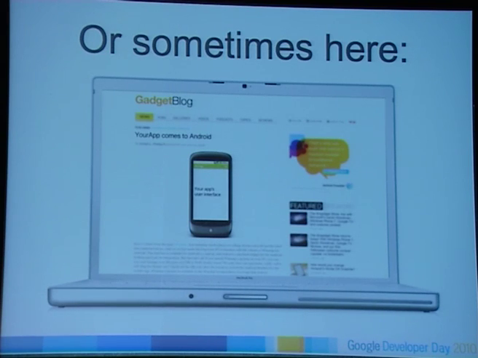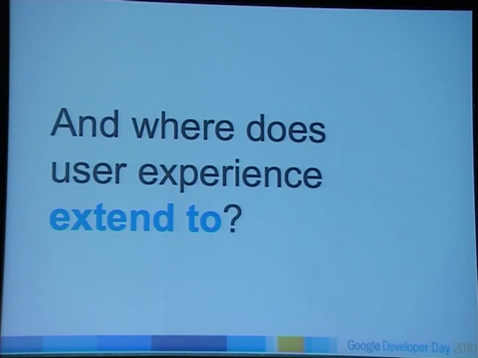It can start in a blog, where if your application is good enough, it can get picked up. Maybe they feature it in a screenshot in an entire article saying, oh, by the way, everyone, this application just launched in Android Market. That could be the first time the user sees your application. And where does the user experience extend to? I don't want to say end, because the user experience doesn't really end. Users don't really stop thinking about or having a memory or some sort of cognition about what your brand or application is like. So where does it extend to?